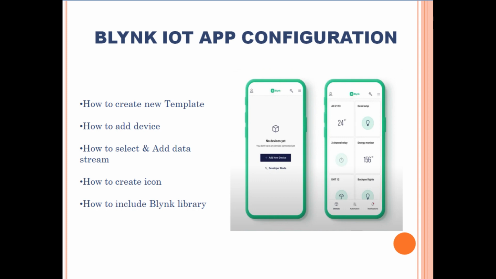Blink IoT app configuration. Blink IoT is an application which allows the user to control devices according to the user's wish. How to create a new template, how to add a device, how to select and add a data stream, how to create an icon, how to include the Blink library. These are the features available in the Blink IoT application, which is a mobile application.